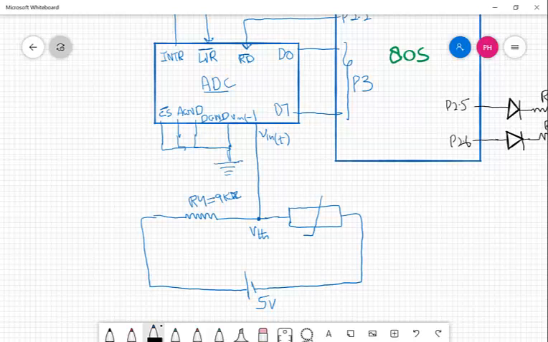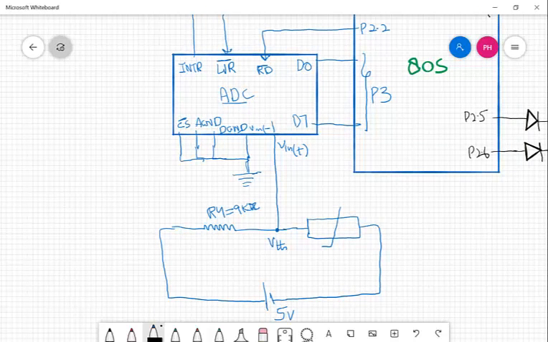Another pin of this ADC is VCC. We have connected that to the plus 5 volts. That's okay also. And then we have another pin, V reference by 2. That's also connected to plus 5 volts, so that gives us a range of 0 to 5 volts.